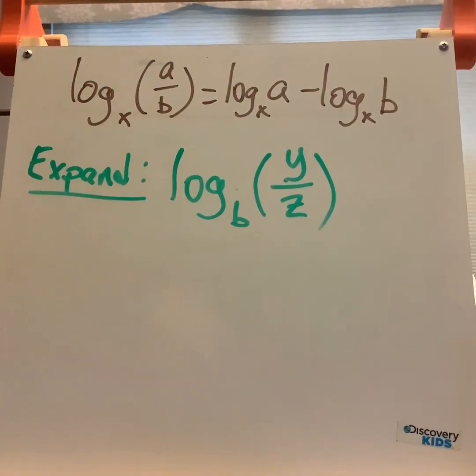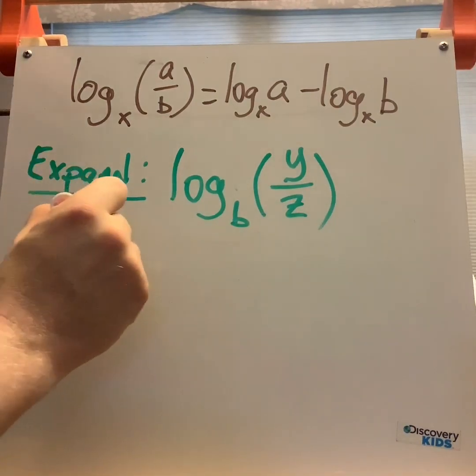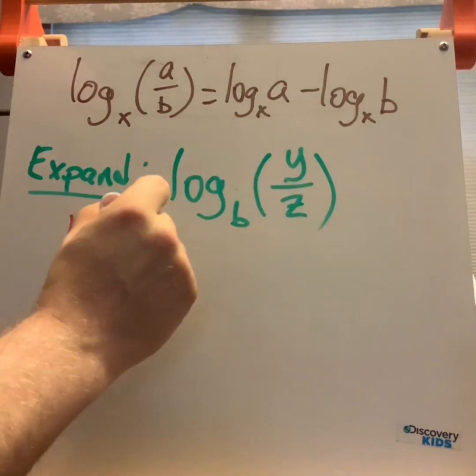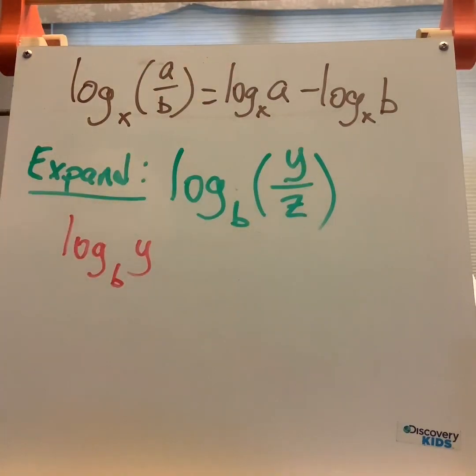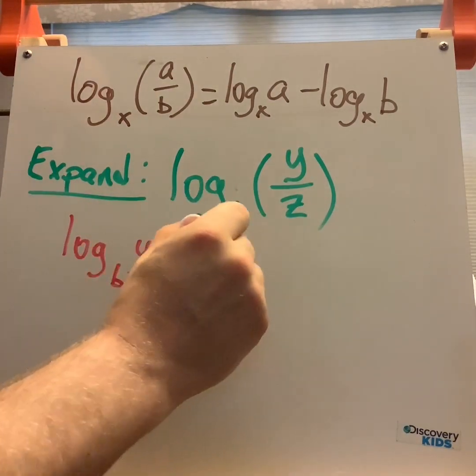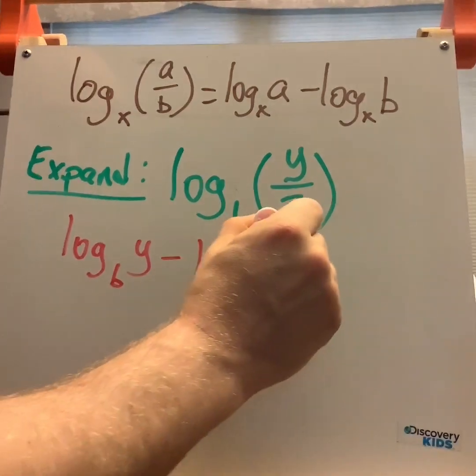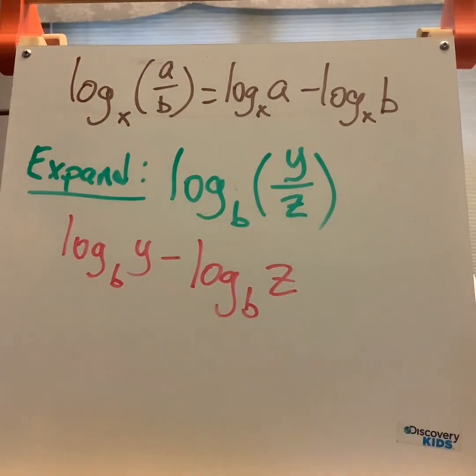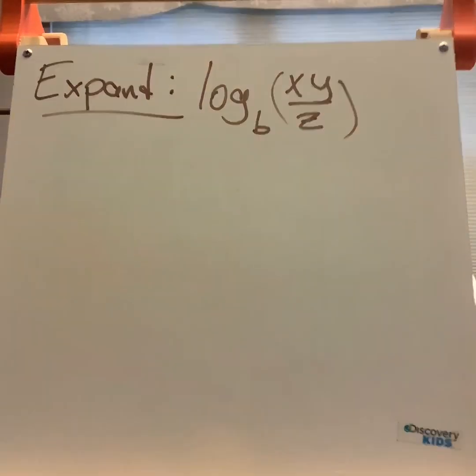So here's an example using our quotient rule, is if we are told to expand the log base b of y divided by z, well, we know it's going to keep the log base b of y, and since we're dividing here, we're going to subtract the log base b of z. So it's just going to become the log base b of y minus the log base b of z.